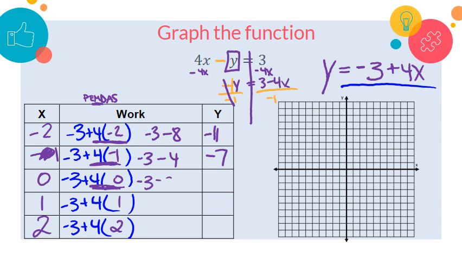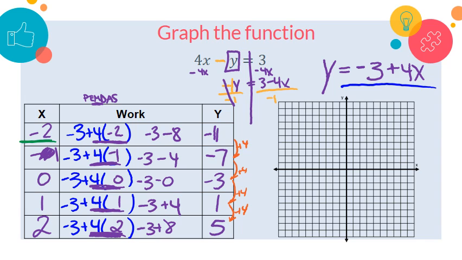4 times 0, 0. That's easy, negative 3. 4 times 1 is 4. Positive 4 now. So negative 3 plus the 4 is 1. 4 times 2 is 8. Negative 3 plus 8 is 5. Do I have a pattern? Let's check. This is adding on 4, adding on 4, adding. Hey, I have a pattern. We're adding 4 every time. That's good. I want that pattern.